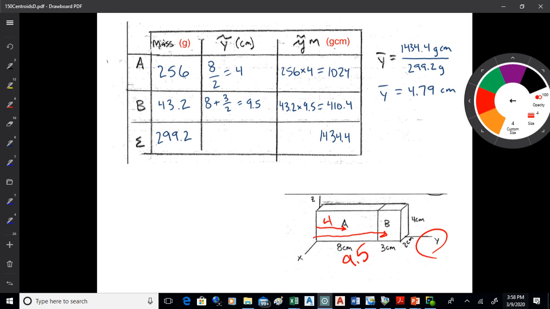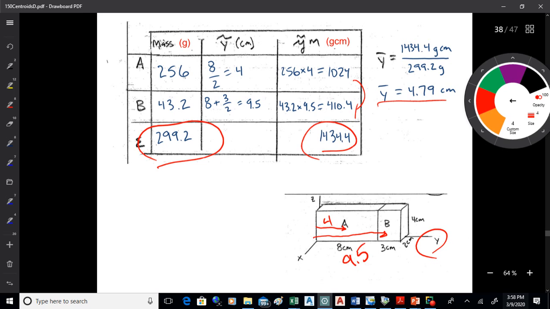Okay. So then I take the 43.2 times 9.5. I get 410.4. Add this stuff together. I get 1434.4. Total mass is 299.2. Divide everything out, and I get 4.79.